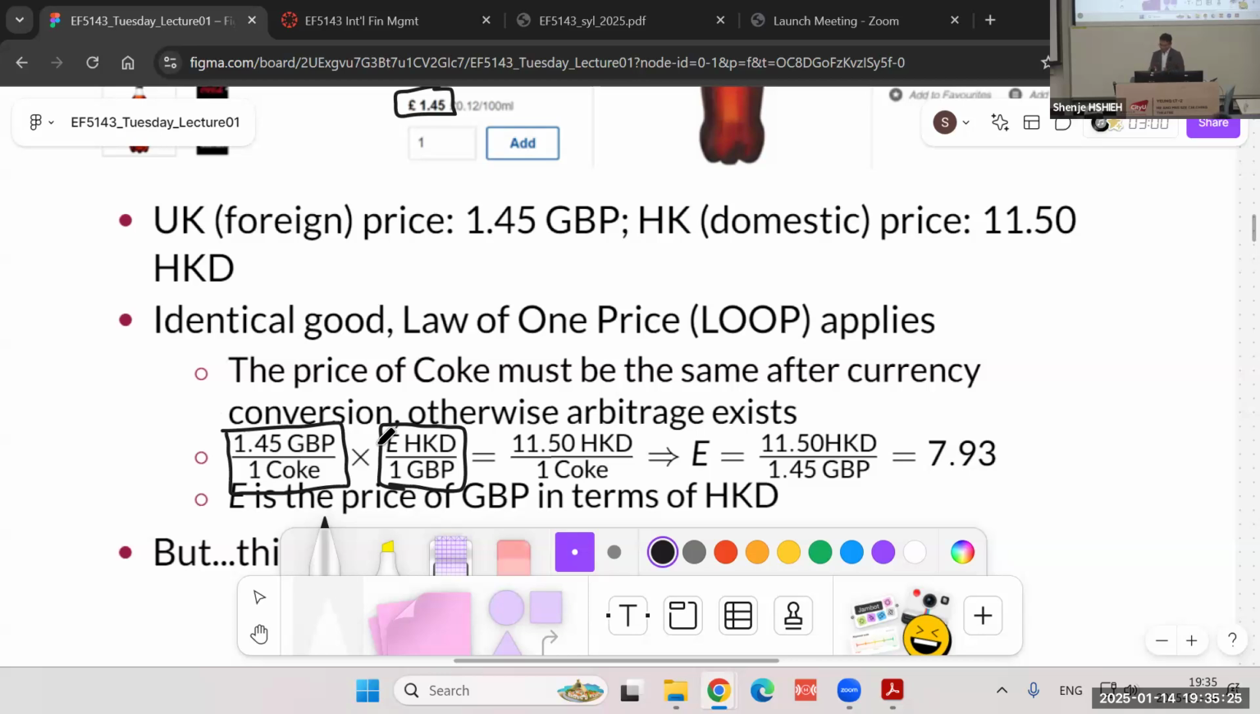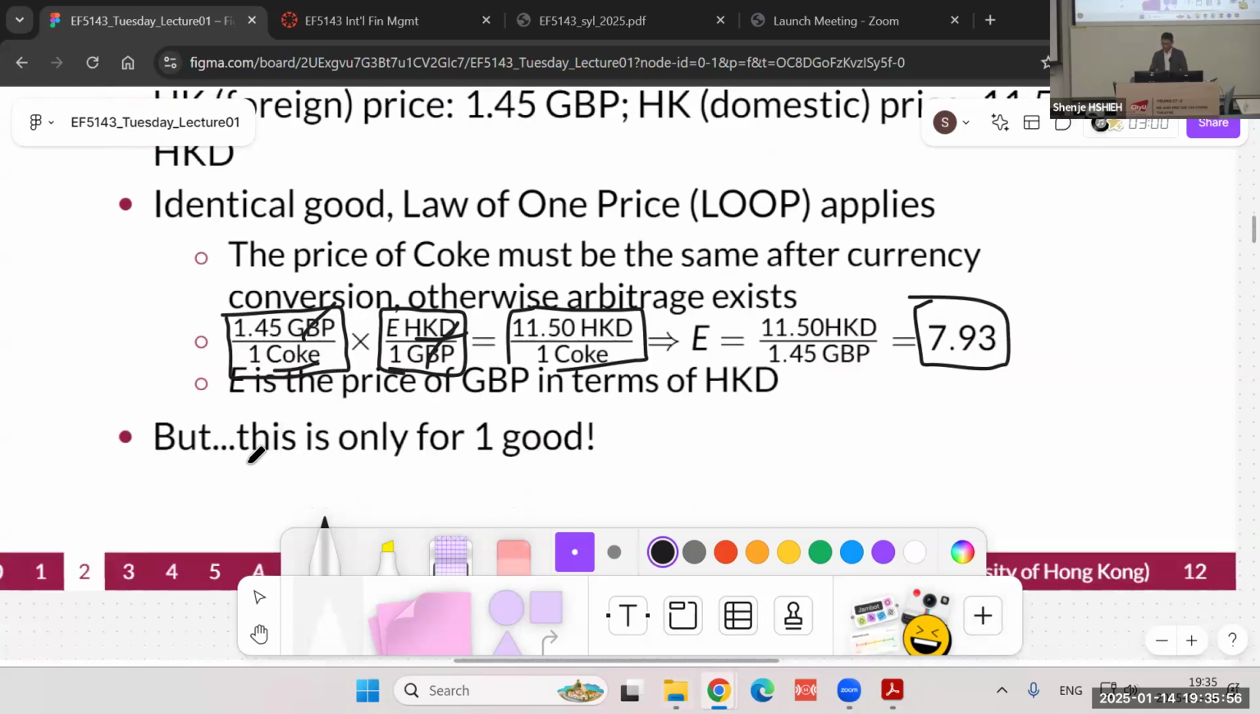Okay, so multiplying 1.45 by E should give me Hong Kong dollars, the price of a Coke in terms of Hong Kong dollars, which must be 11.5 per Coke. Solve for E, we have an exchange rate of 7.93. Okay, so easy peasy, right? That's super easy to price things when you have a single good to represent an entire economy. But of course, that's not reality. So as I wrote here, this is only for one good, right?